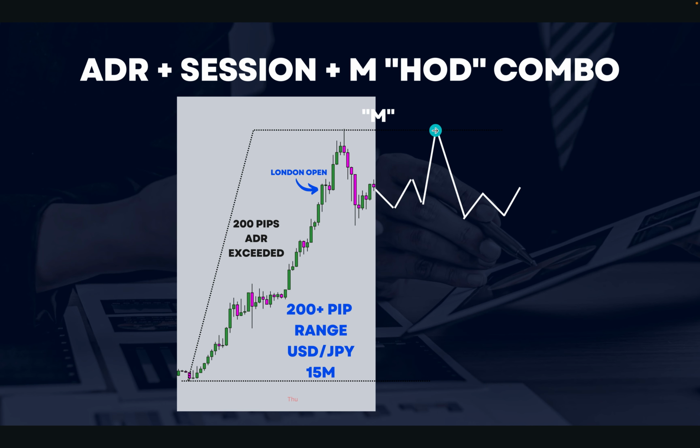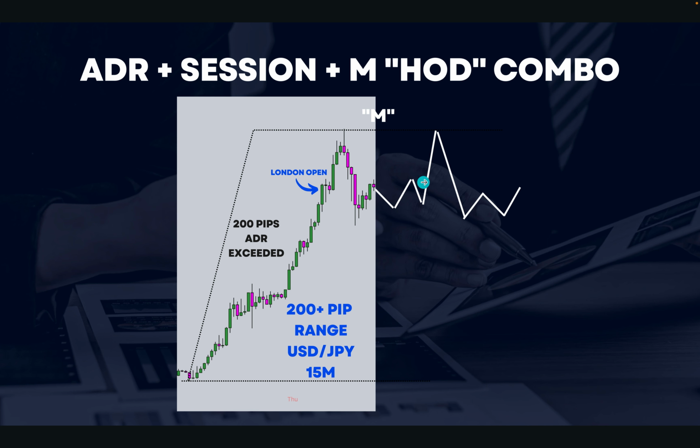New York session, spike to the high, but not go. We wouldn't expect this to keep pumping and making new highs, right? Why is that? Because we've already exceeded our average daily range. London session has a few hours left, and then New York session, what could we expect?